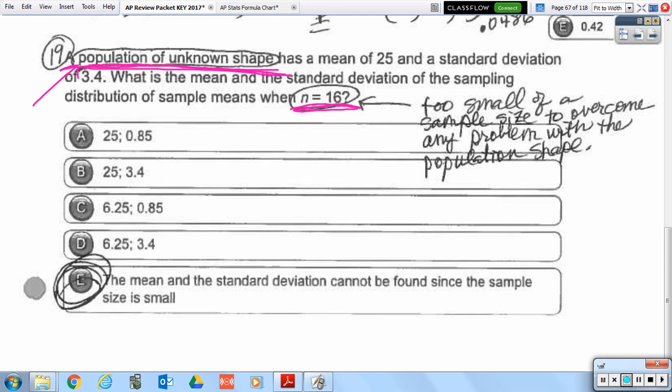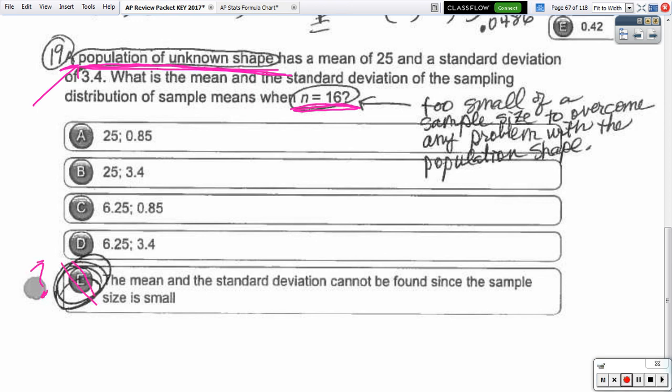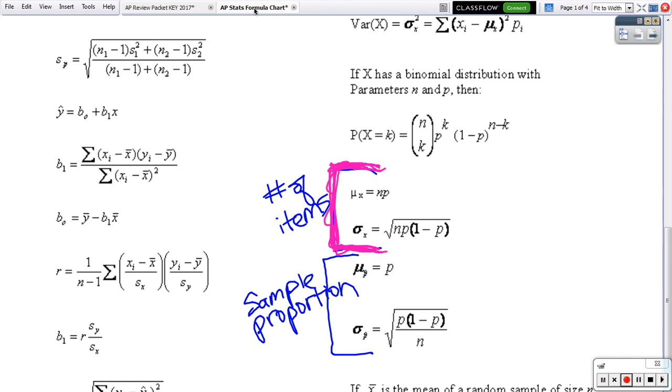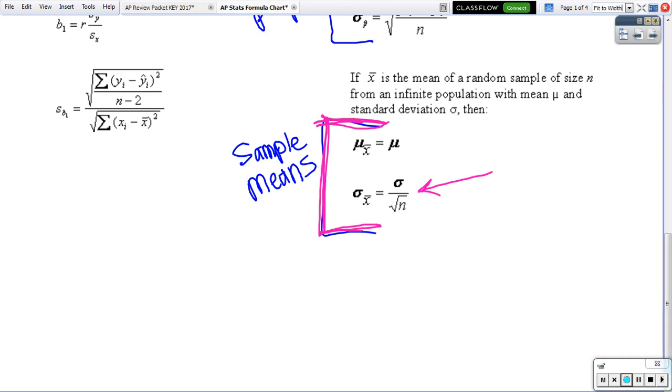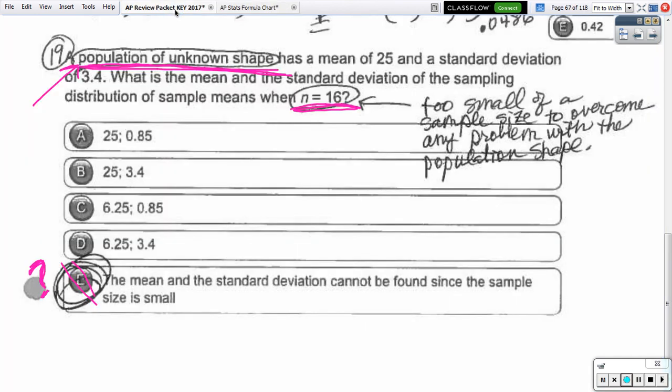I will double check this. I think that you still can say, so I need to double check this. Tomorrow, I will get with you and let you know. I think we can still say what the mean and standard deviation is via our formula chart. We know that our mean and standard deviation are going to be dealt with this way. So I think mean and standard deviation can still be identified. It's the shape that is unknown. So let me get back with you on that one, and we'll discuss that before you take your quiz tomorrow.